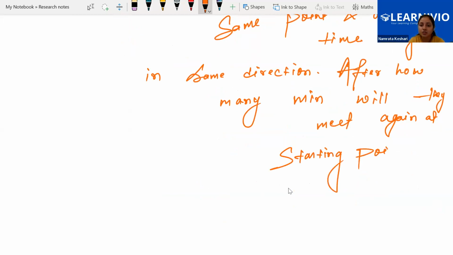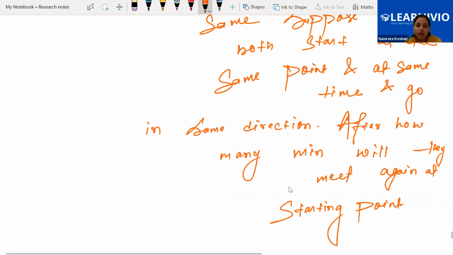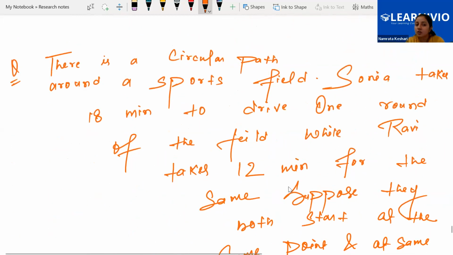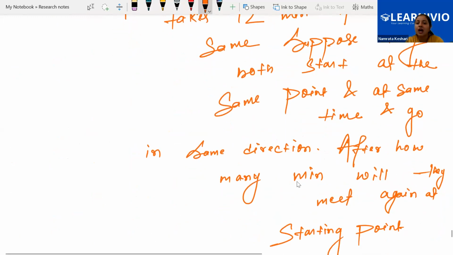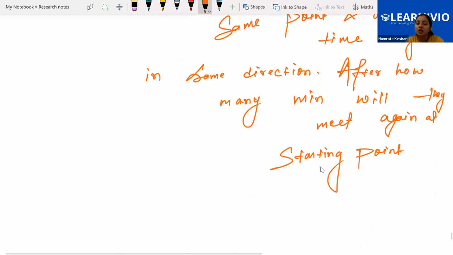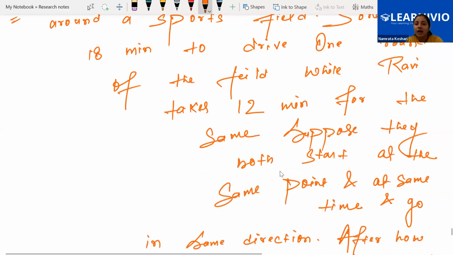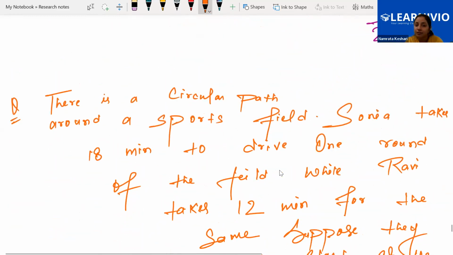Let's see what the question says. Okay, let's cover it. So here the question says there is a circular path around the sports field. Sonia takes 18 minutes to drive one round of the field while Ravi takes 12 minutes for the same. Suppose they both start at the same point at the same time and go in the same direction. After how many minutes will they meet again at the starting point? If we are having this type of question, we don't have to plot the diagram. We don't have to understand it in detail.